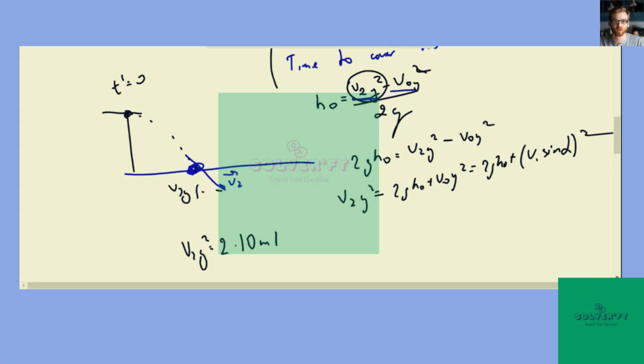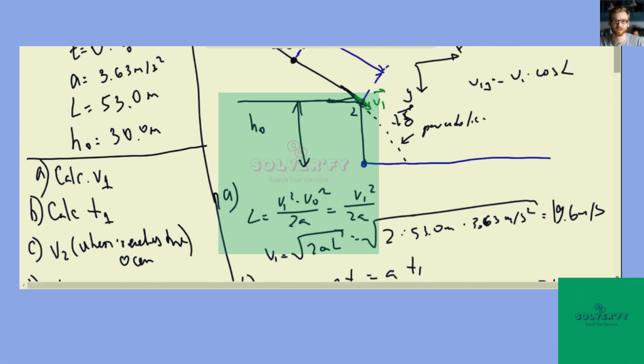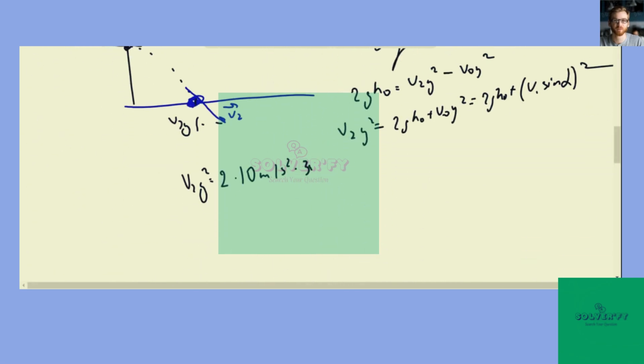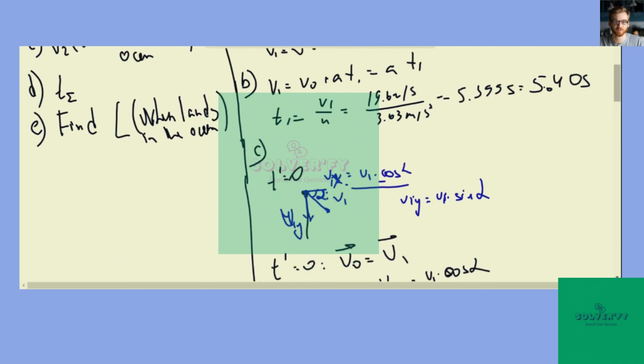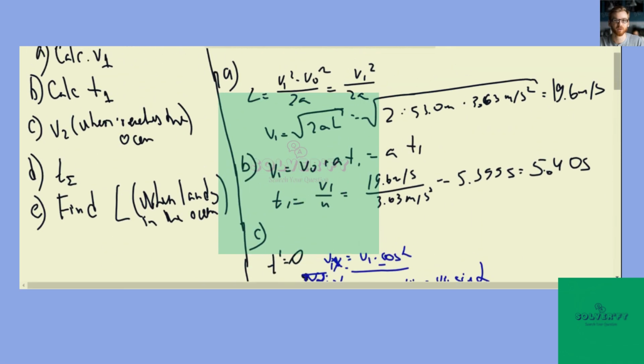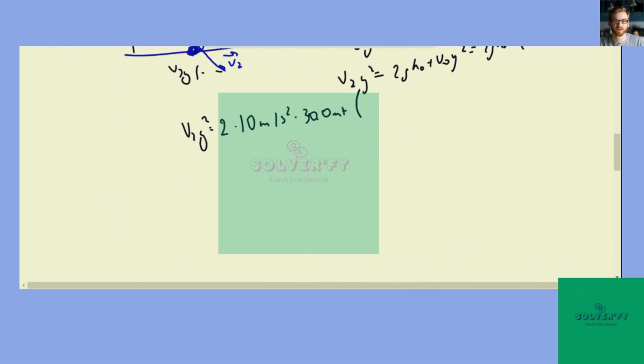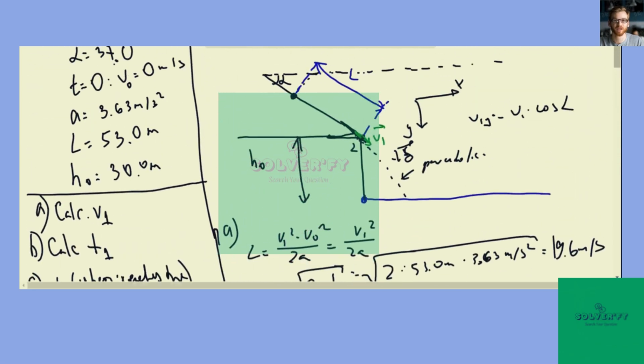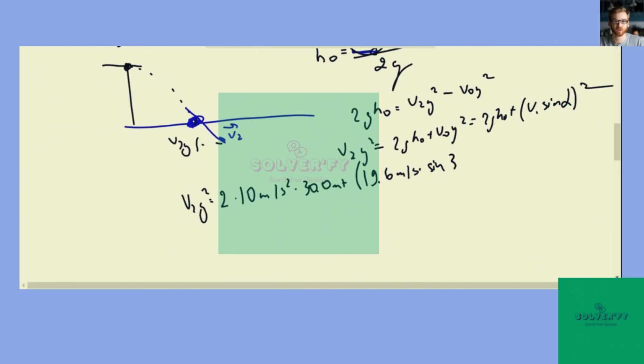So it equals 10 meters per second squared times 2 times h0, which is 30.0 meters, plus v1, which is 19.6 meters per second, times sine of alpha, which is 37.0 degrees, all squared. Let's calculate this number.